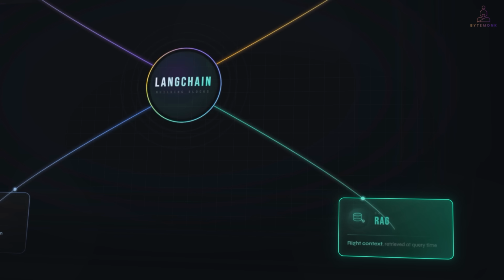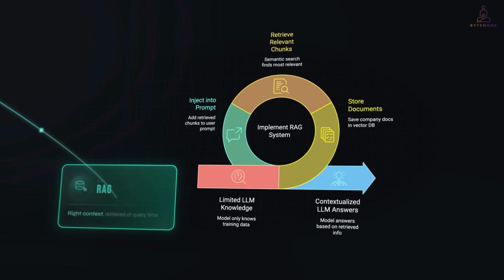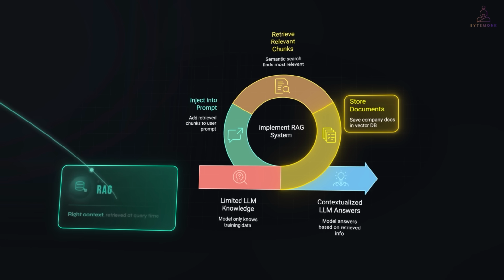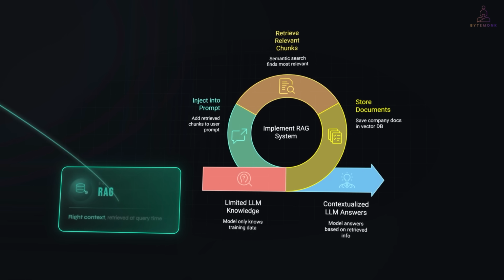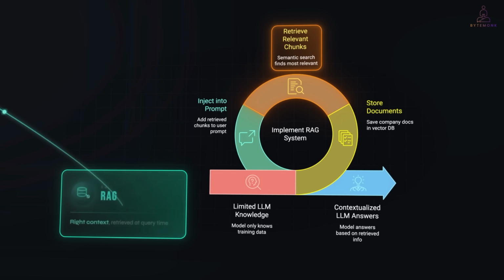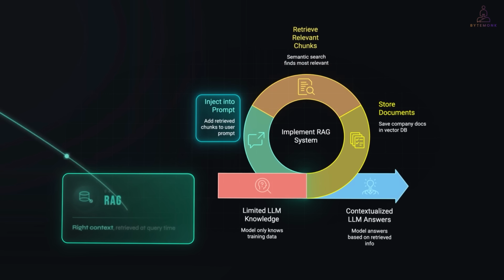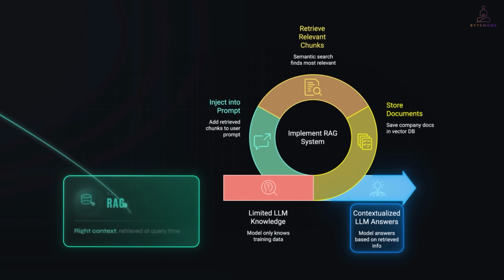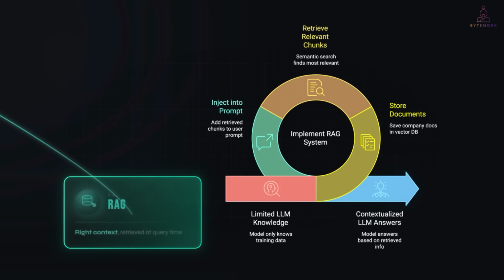Next up, RAG, Retrieval Augmented Generation. LLMs have a hard limitation. They only know what they were trained on. You can't retrain a model every time your company updates its internal docs. RAG solves this elegantly. Instead of cramming knowledge into the model, you store your documents in a vector database. So when a user asks a question, the system retrieves the most relevant chunks using semantic similarity search, injects them into the prompt, and the model answers based on that context. The model doesn't need to know everything. It just needs access to the right information at the right time.